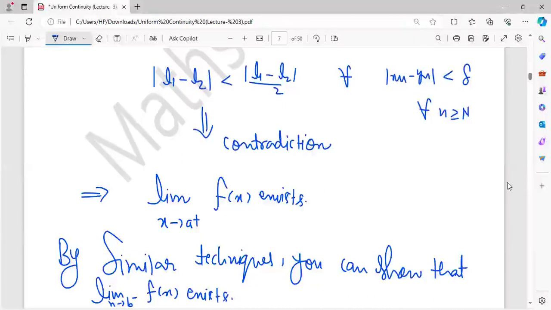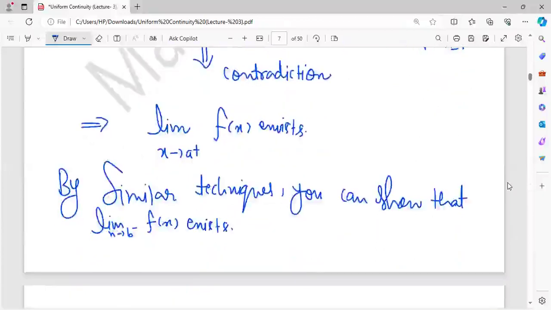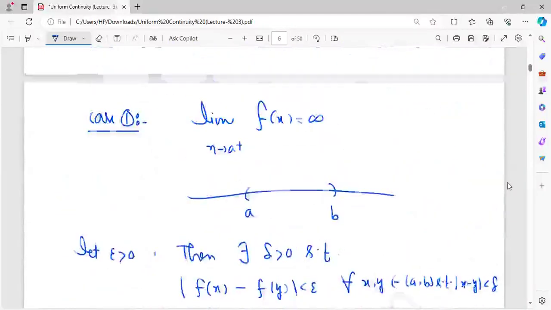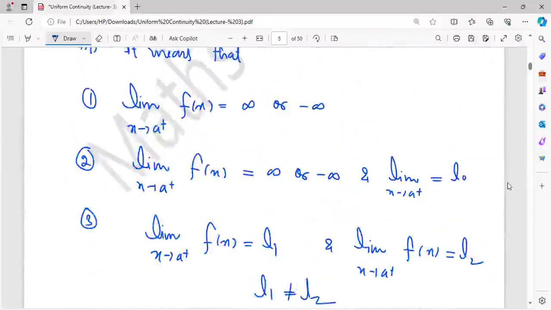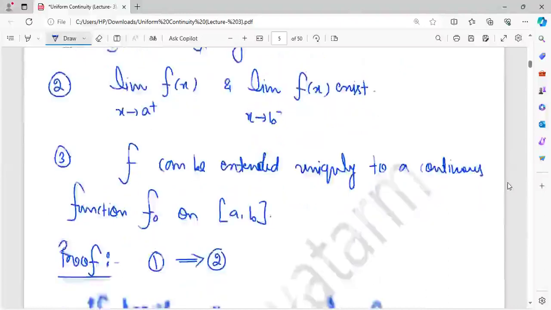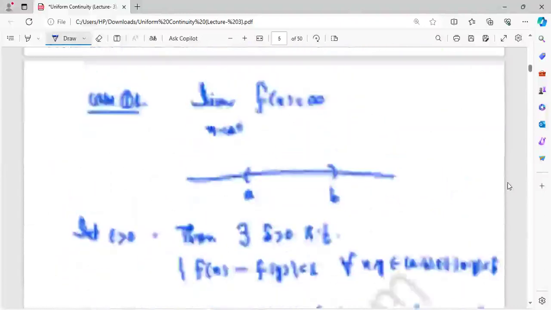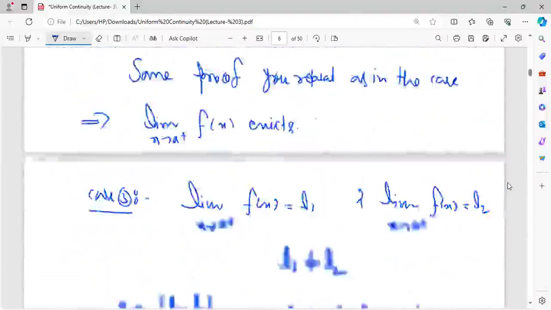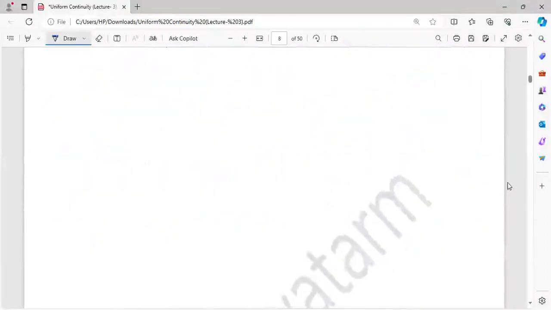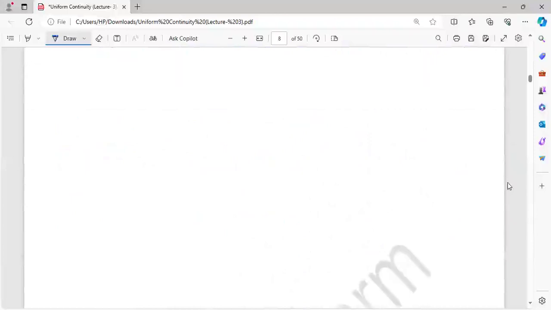It is a little bit lengthy, but you have to understand how the proof is working. Okay. So 1 implies 2 is clear. Now the statement 2 implies 3 we are going to prove. So 2 implies 3.